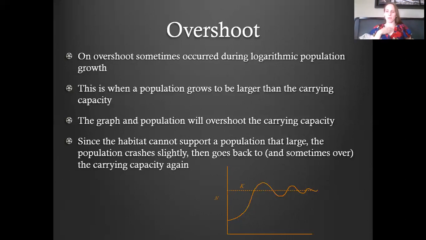And the reason that happens is that usually babies don't require as much food as adults. So if a population grows by 20 babies, it might be able to support 20 babies. But when those babies grow up into adults, the population might not be able to support 20 new adults. It might only be able to support 15. So that's where the overshoot happens.